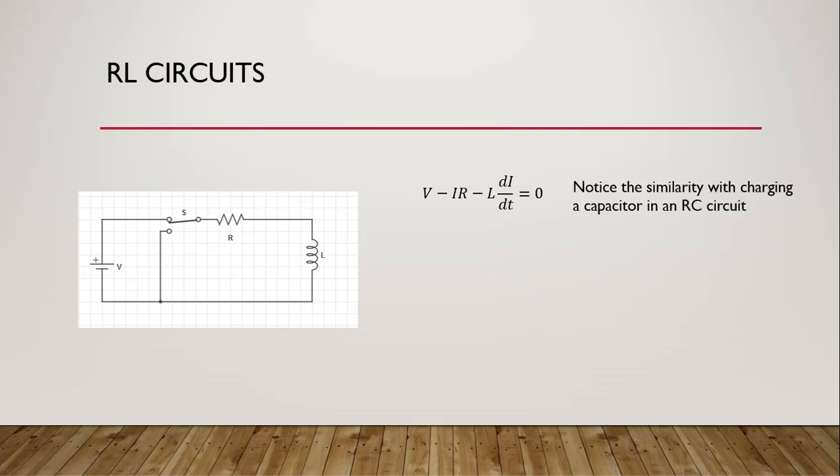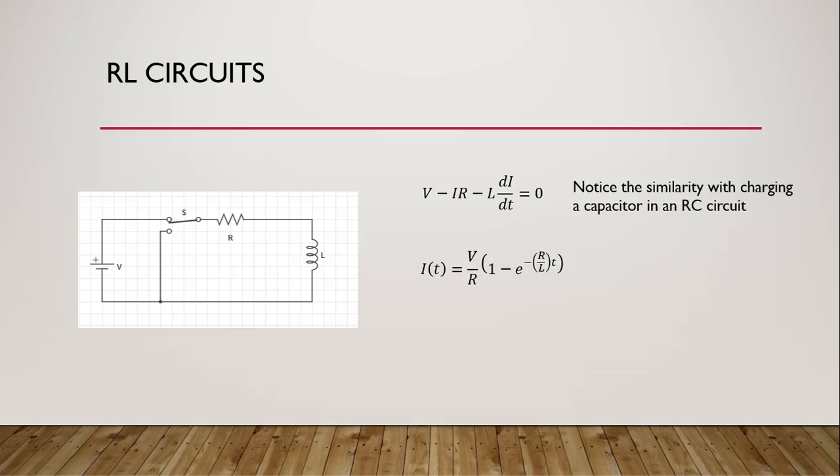So the one thing I would say at this point is take a step back and look at your notes when we talked about the RC circuit, and notice the similarity in this equation to the charging of a capacitor in an RC circuit. The only difference is we had Q and dQ dt, here we have I and di dt.